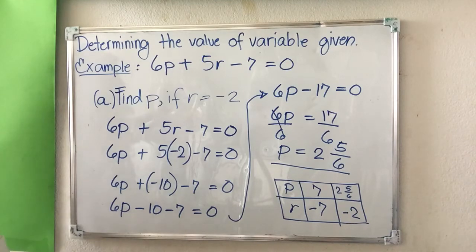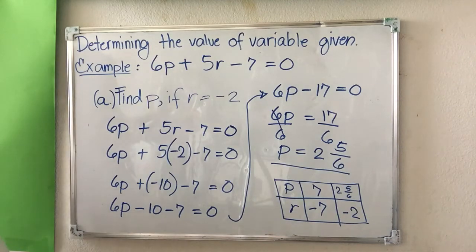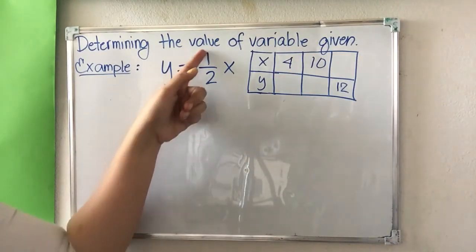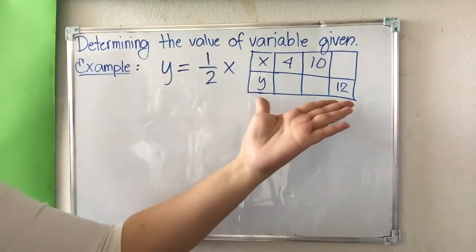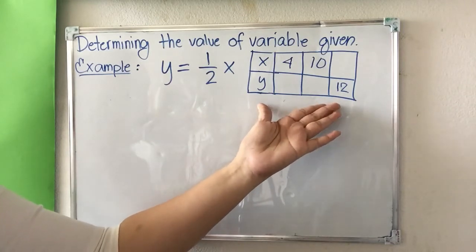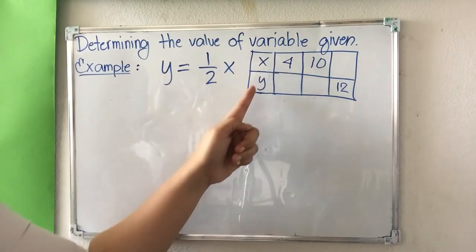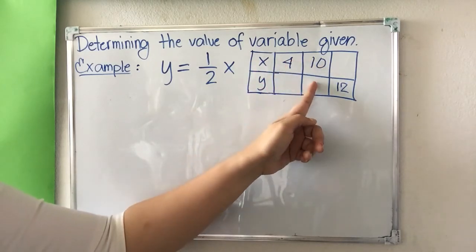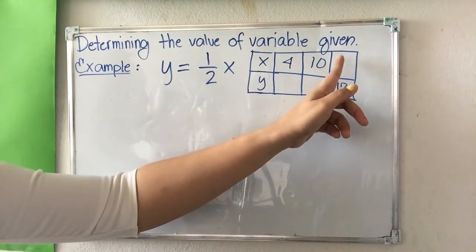Question? Okay, so I have here another example. Y is equal to 1/2 x. Let's try to complete this table. If x is 4, find y. If x is 10, find y. And if y is 12, find x.